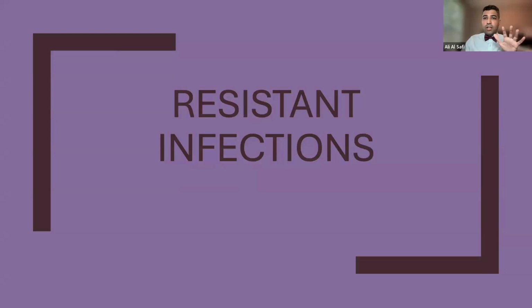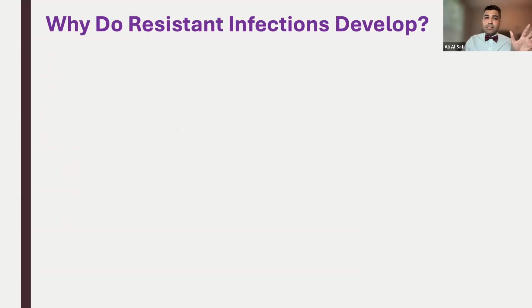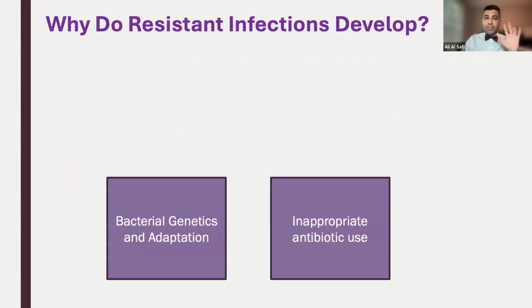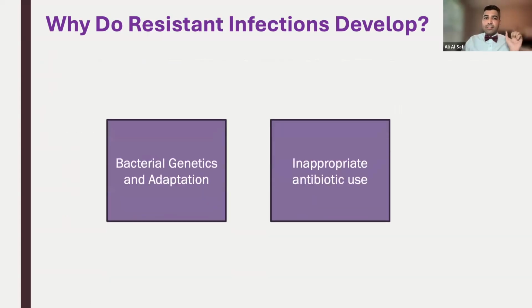And that brings me to talk about resistant infection. So why are we dealing with resistant infection, and why does resistant infection develop in the first place? We have two main things. First, the bacteria themselves: the genetics and adaptation with time. And the other reason is inappropriate antibiotic use.